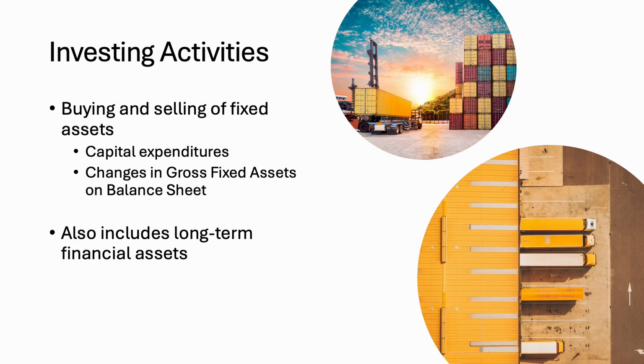Investing activities reflect how a company allocates cash for long-term growth. This includes purchasing fixed assets like property, plant, and equipment, as well as acquiring long-term financial assets such as stocks or bonds of other companies. When these assets are sold, the proceeds appear as positive cash flow in this section. Investing activities typically show negative cash flow for growing companies that are expanding their asset base.